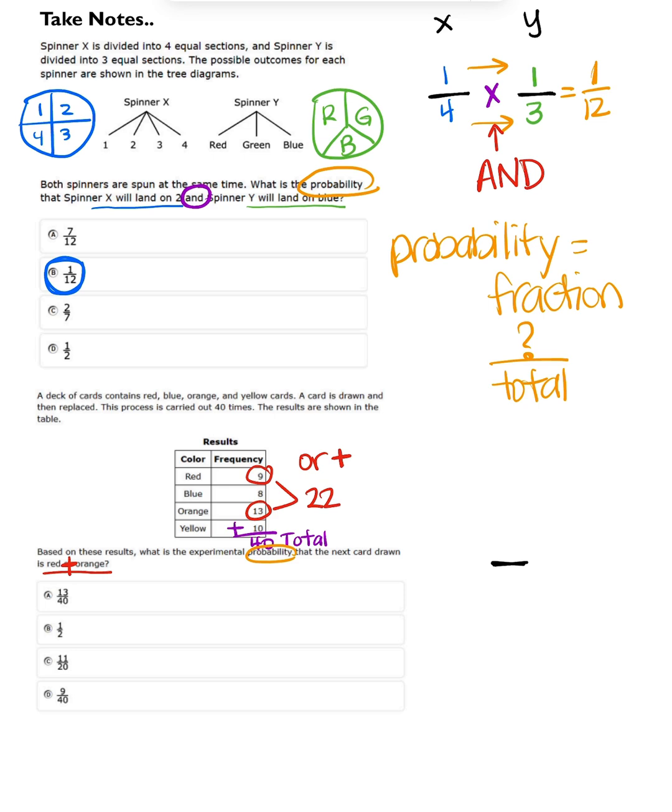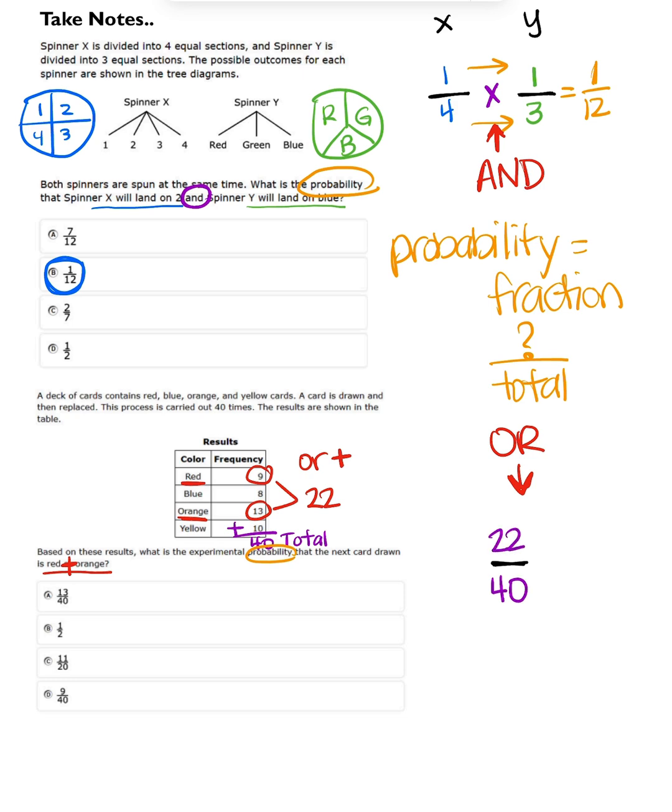22 is our red and orange combined. Again, why did we combine them? Because it said the word or. So this problem is our or example. Up top, this was our and example. So again, one fraction combining red and orange together to make 22. So we have a total of 40 and 22 of them are red and orange.